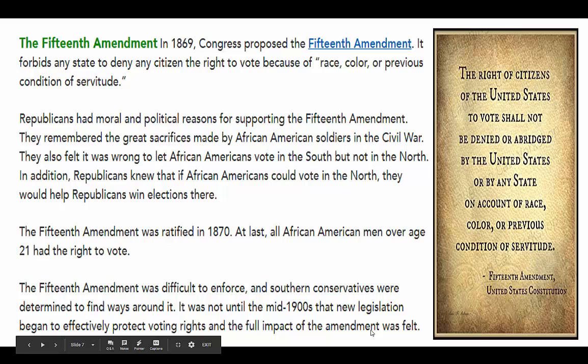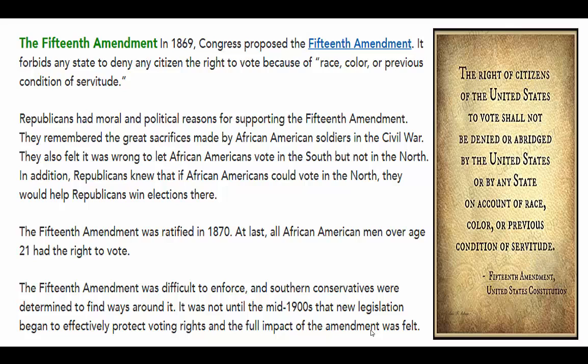Question 45, what were three reasons why Republicans strongly supported the 15th Amendment? Well, number one, African American soldiers had done a lot for our country in the Civil War. They sacrificed a lot. Number two, they felt it was wrong that we were making rules in the South to let African Americans vote, but not in the North. So that didn't make sense. And number three, and this was sort of a selfish reason, but Republicans knew if African Americans could vote, of course they would lean towards voting for the Republican Party, at least in that time in our American history.